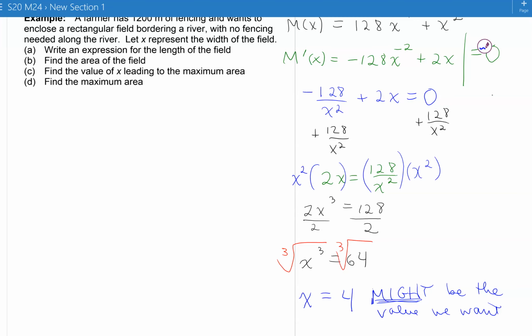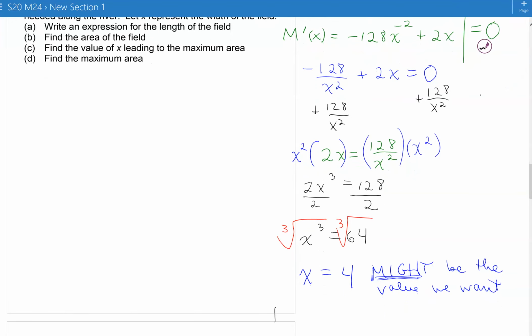But this is not enough information to convince me that you have found the value of x that minimizes the amount of material. All you know at this point is that 4 makes the derivative 0. That's all you know. You need more information. So this is where the second derivative test comes in handy. So I'm going to do the second derivative.